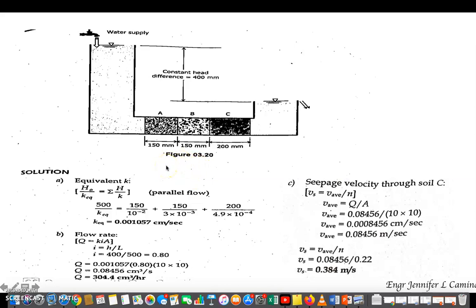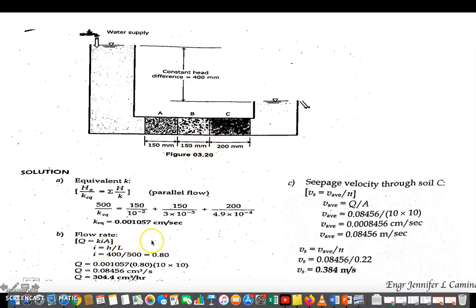So basically, we're going to use the equation for the normal flow to compute for the equivalent hydraulic conductivity. So this is our equation. You simply have to substitute our H, the total head, and the total length of the soil sample. Then you substitute the length of each of the soil samples and the hydraulic conductivity of each soil sample. So you substitute all of those and you simplify. So you get 0.001057 centimeter per second. So this is the equivalent hydraulic conductivity for this particular setup of a soil sample.